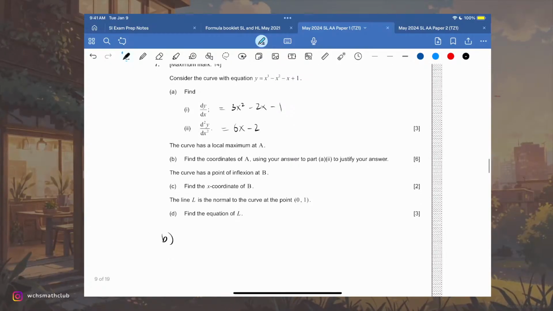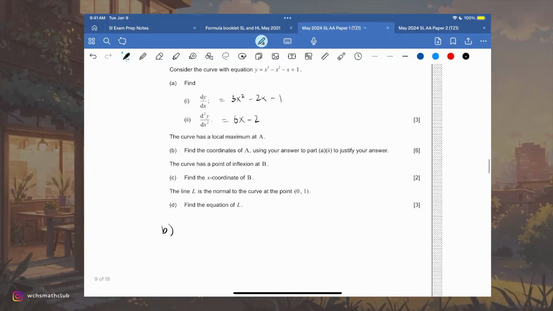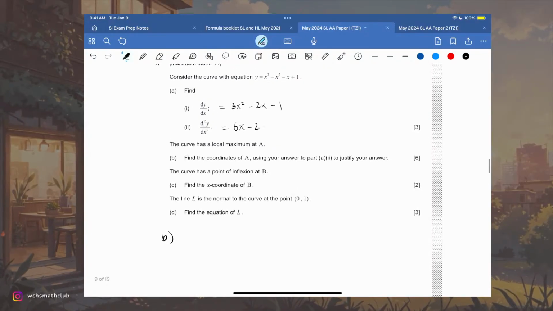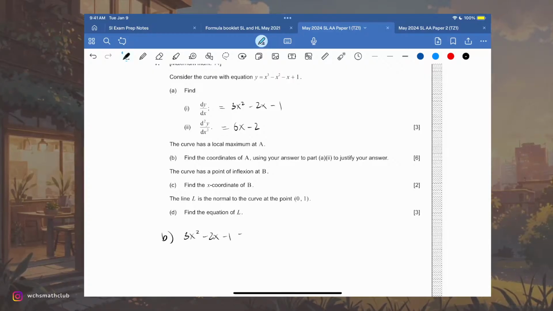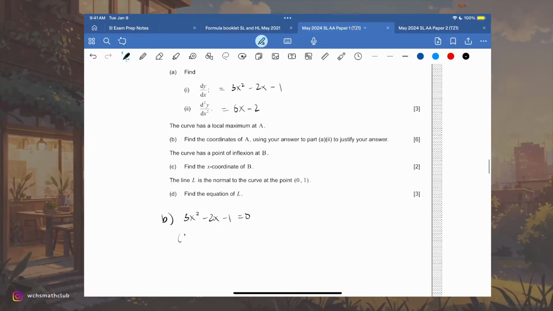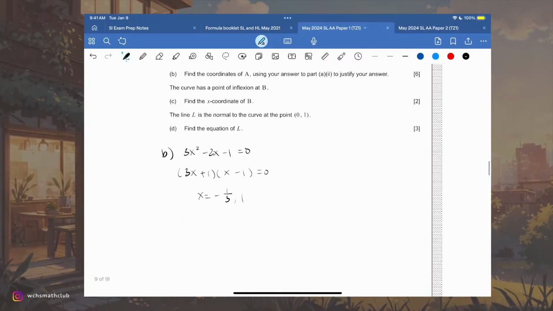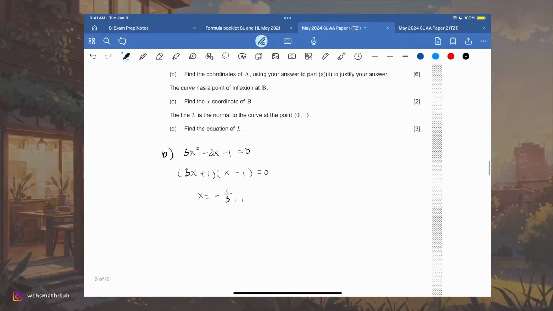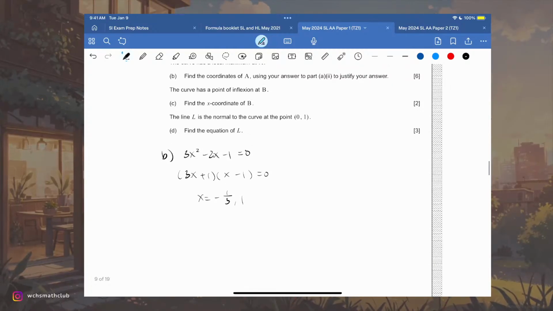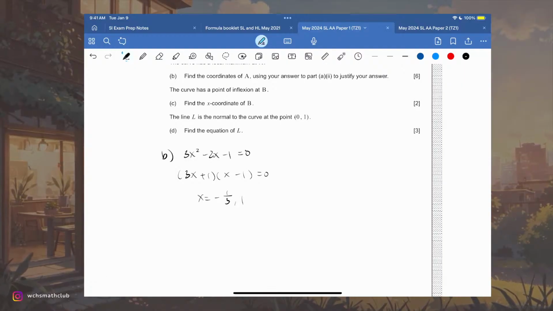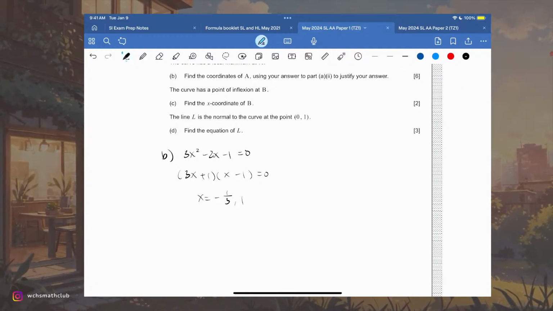Okay, so to find the local maximum, all you need to do is set the first derivative to 0 and solve for x. So 3x squared minus 2x minus 1 equals 0. Factor this: (3x plus 1)(x minus 1) equals 0, so x equals negative 1 over 3 and 1. So we have two answers here. This probably implies that one of them would be a local maximum and the other one would be a local minimum. So now we just need to decide which one is which.